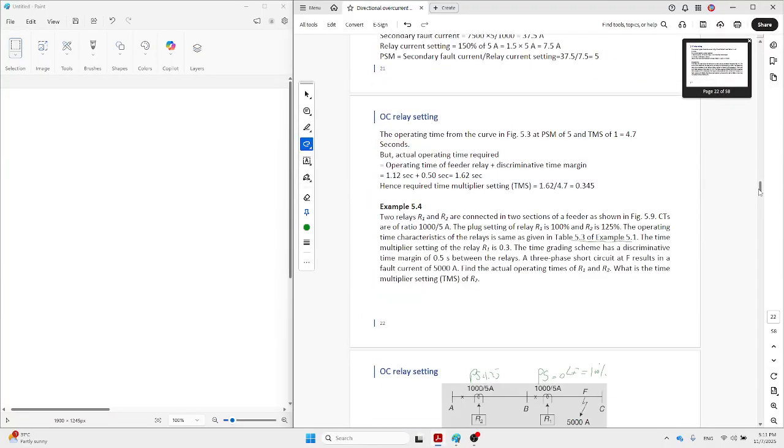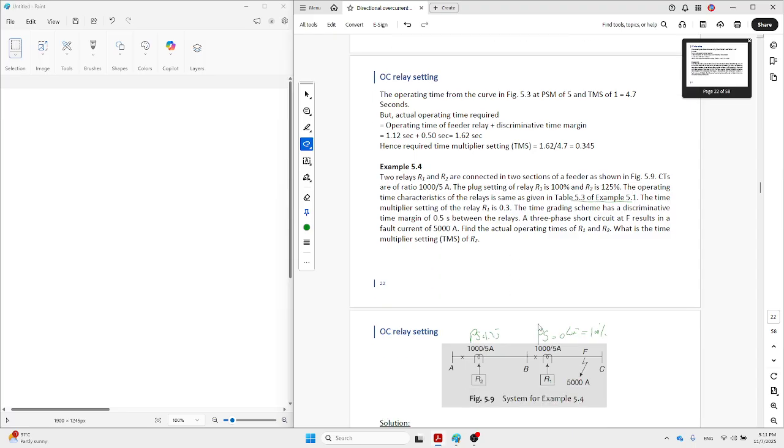The next one mentioned is the TDS or TMS. As I mentioned, there are many names for this one: TMS, TSM, all available. It is equal to 0.3, so this characteristic is selected. Then the discrimination time between relay 1 and 2 is 0.5 seconds. And there is a fault at point F, mentioned here. The fault current is 5000 amp. The question asks: what is the operating time for relay 1, relay 2, and of course the TMS for relay 2.